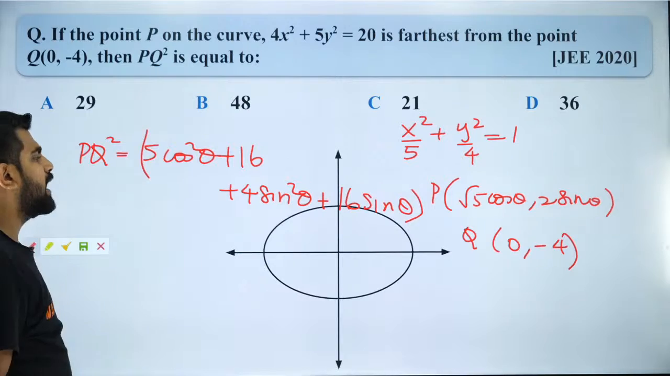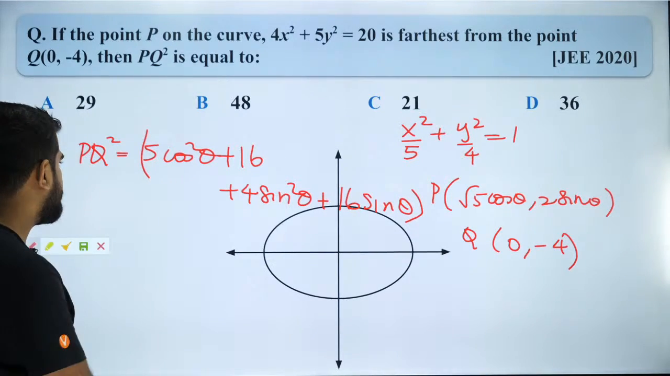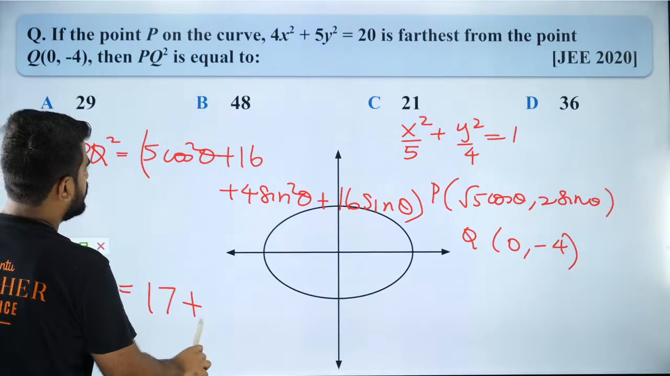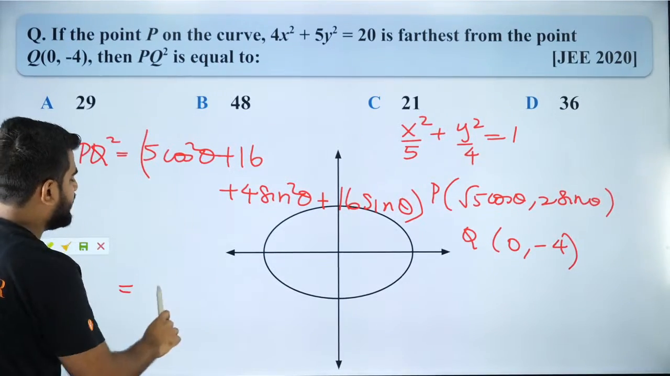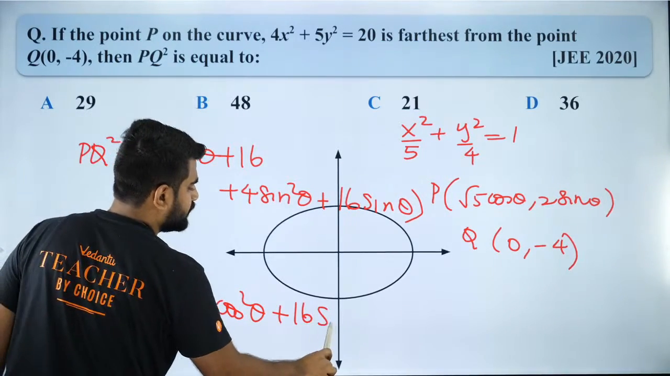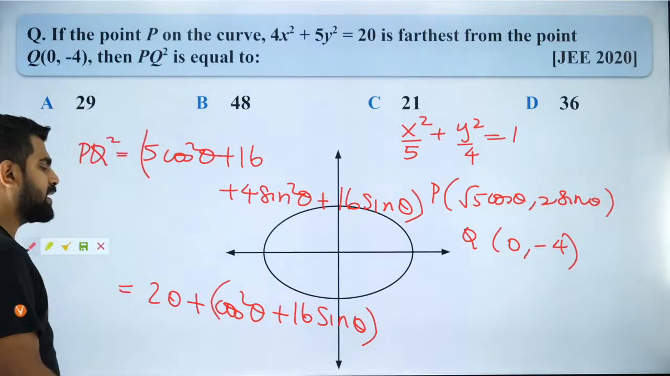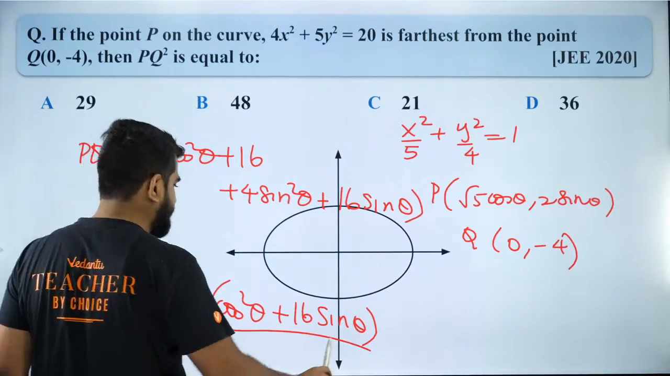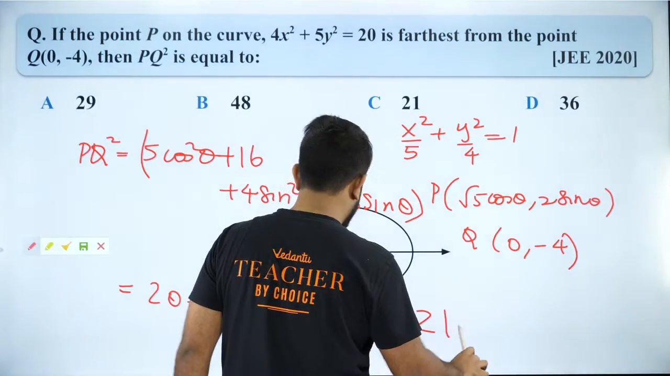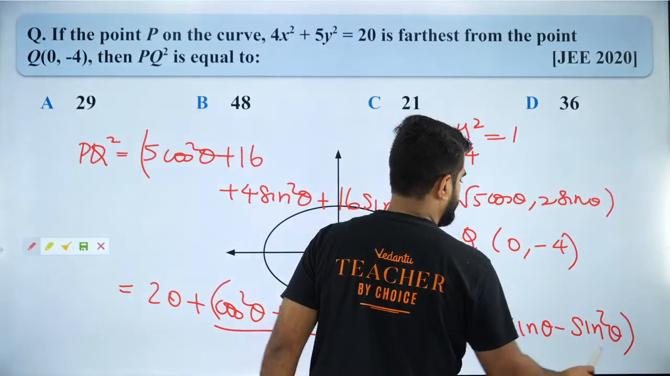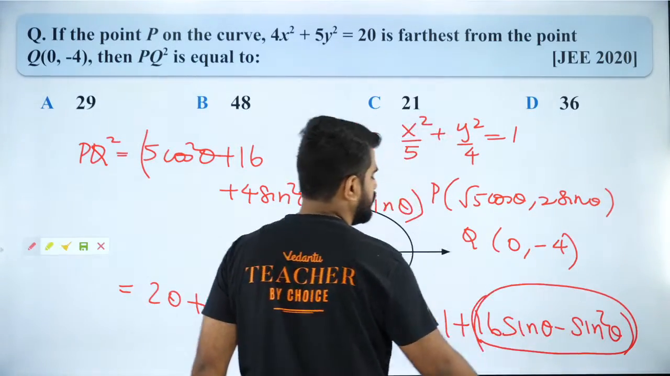So that is what you have to maximize. I hope you guys are clear. So that will be 16 plus 1, 17, plus 16 plus 4, 20. 20 plus cos square theta plus 16 sin theta. So this you have to maximize, you guys can do it. Try to complete it. Exactly. So again you can write cos square theta as 1 minus sin square theta, so you'll get 21 plus 16 sin theta minus sin square theta. So this you have to maximize.